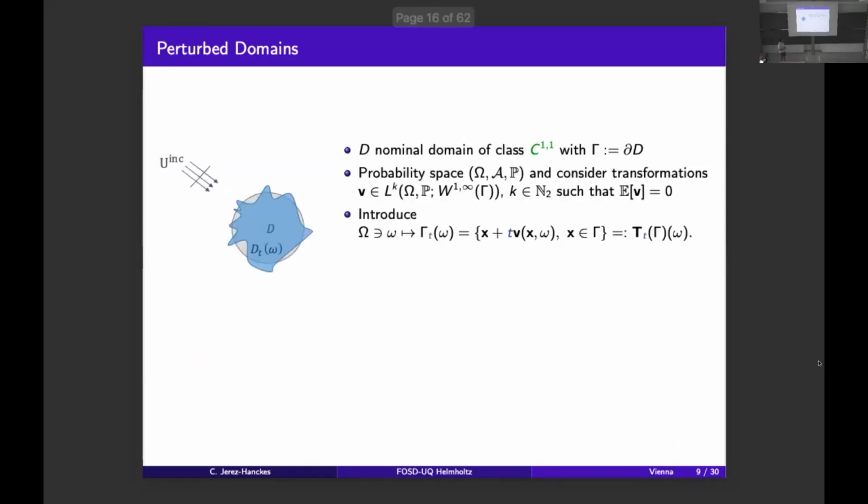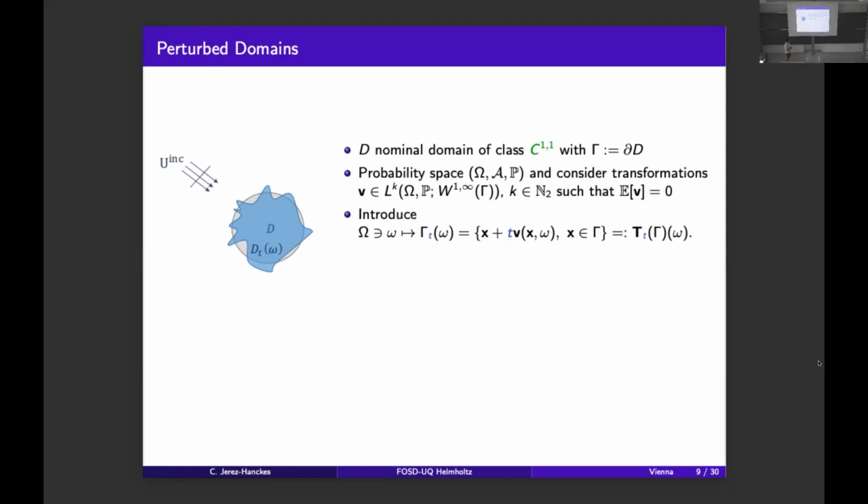Okay, so let's now start putting more details into this. So now D will not just be Lipschitz, we will want it to be C^{1,1} with its boundary Gamma. We have a probability space, and we will consider not any transformation, but transformations given by this vector field in the Bochner space L^k from the probability space into W^{1,∞}, such that we assume that this nominal domain is perturbed and the expectation of this perturbation field is zero. Otherwise, you change the domain so that you achieve this condition here.